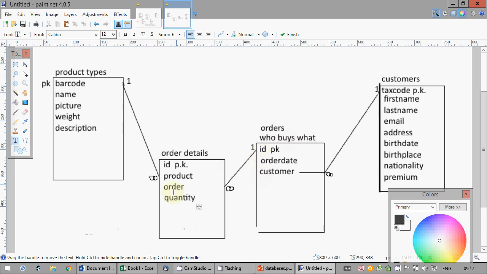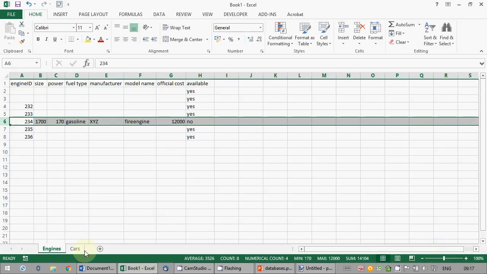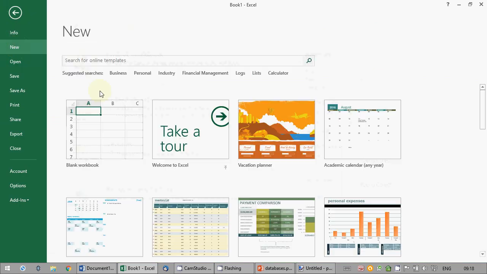So an order can have several details, and each detail has one product type. On the other hand, a product appears in several details. Okay. Each detail appears in only one order. Since I imagine that you have problems understanding how this order detail works, I will, as usual, write it in Excel. Let's make a new workbook.